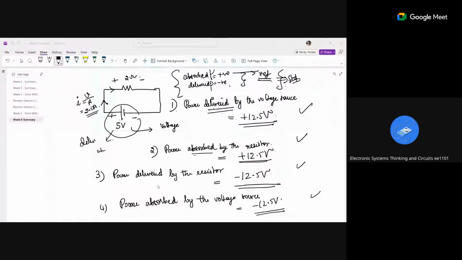Actually, the power unit is watts, right? Yes. In the question they asked delivered, but it is actually absorbing. So to show that, I am putting minus 12.5 to indicate the resistor is not delivering power, but it is absorbing power. In the fourth one, there is only one component in that circuit, and we know that resistors always absorb. That means the voltage source is delivering, and the voltage source is absorbing from the negative terminal.